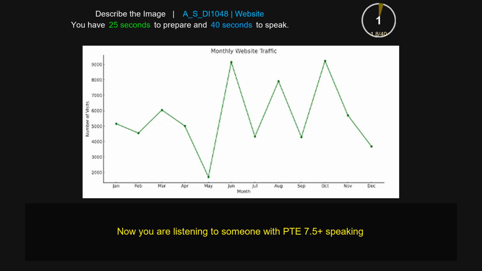This image provides information about monthly website traffic. From the picture, we can see there are different types of months from January to December. The value for the month of May is the lowest, which is less than 2000. The highest value is for the month of October, which is more than 9000. However, there are other values, like in the month of July, the value is around 5000. August has the number of 8000. To sum up, this picture gives information about monthly website traffic.